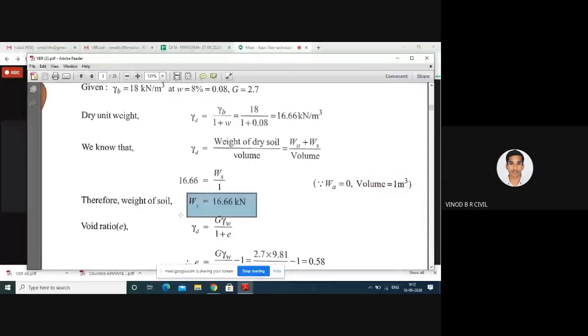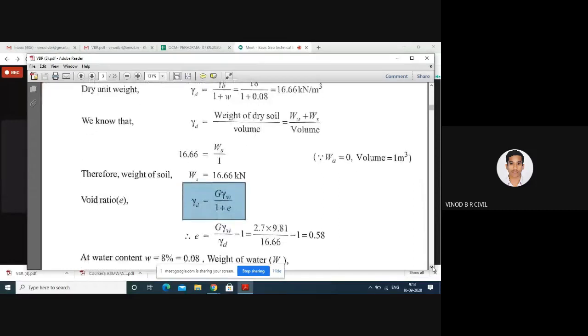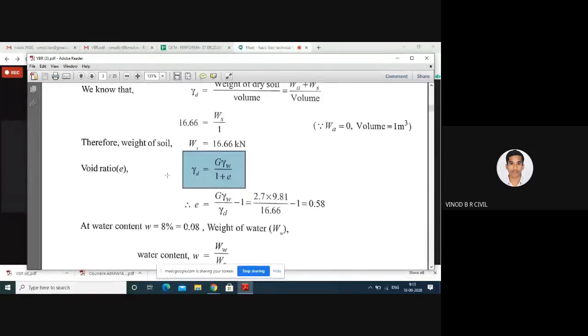Gamma D is equal to G into gamma W divided by 1 plus E. We know the value of gamma D, we know the value of G and the unit weight of water. We don't know the value of E. Now, E is equal to G into gamma W divided by gamma D, the dry unit weight of soil, minus 1.